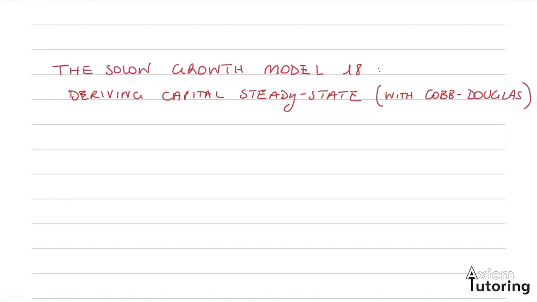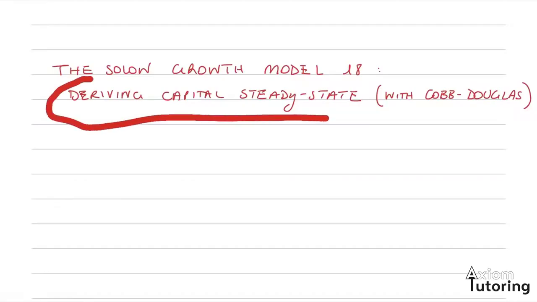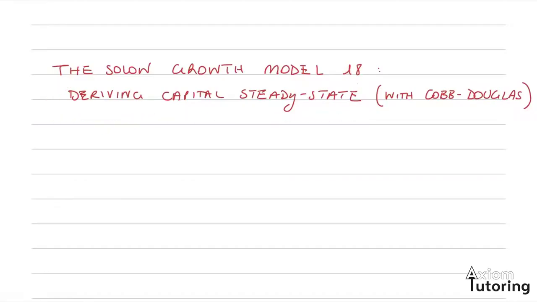Hello everyone and welcome back to this series of videos on the Solow growth model. Specifically in this video, we are going to focus on how to derive algebraically the capital steady state, implementing the Cobb-Douglas production function. For those of you who wish to go through why the Cobb-Douglas production function is the best choice for the Solow growth model, you can refer back to the videos on this playlist from 7 to 11.